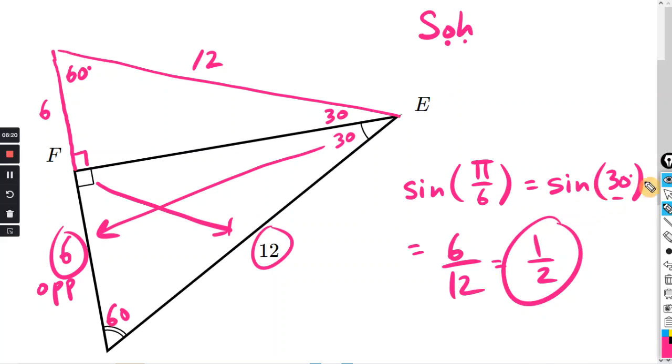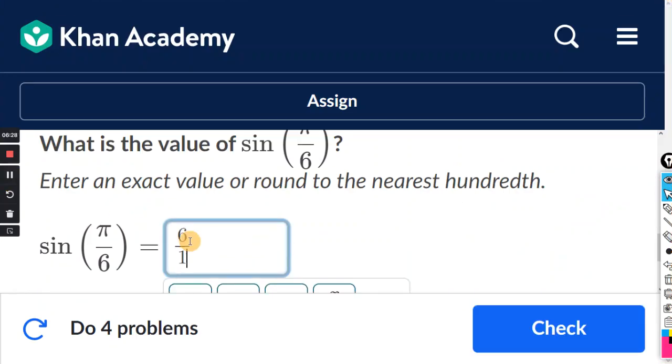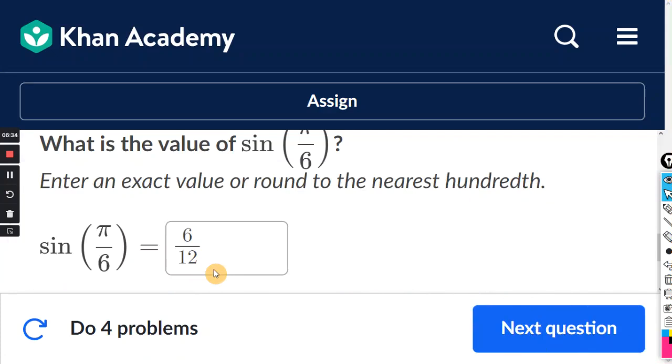I'm going to try to enter this. I want to see if they make you reduce the fraction, so I'm going to try 6 over 12 first. Let's see. 6 over 12. What happens? They actually accept it, so apparently you don't have to reduce. They just say enter an exact value or round to the nearest hundredth.